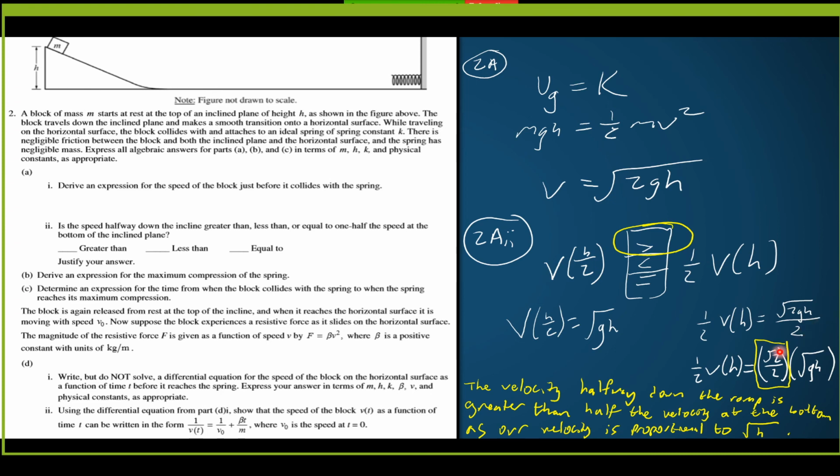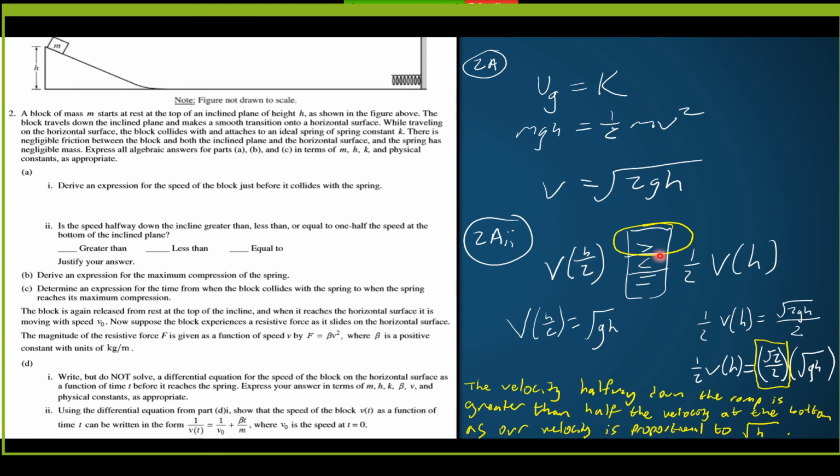If I do that, this is root 2 over 2 times the square root of gh, which is what I had here. Since root 2 over 2 is a unit circle value, I know that it is less than 1. And if I multiply a number that is less than 1 times the same constant, root gh, then I should end up with a smaller value. So this right side is smaller than the left side.